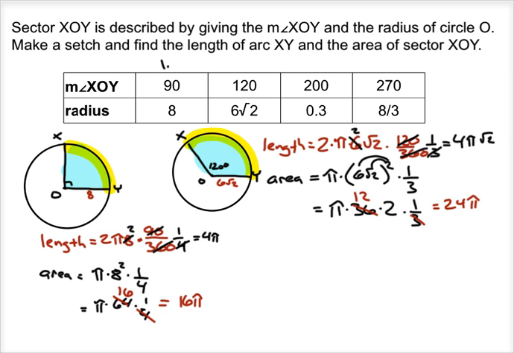On to our third shape. My third circle, I still have O as the center. And now I have a 200-degree angle.